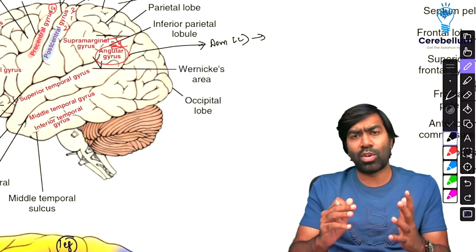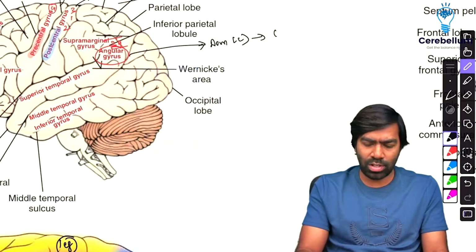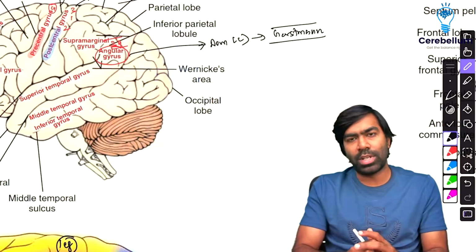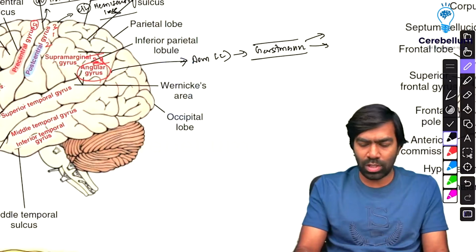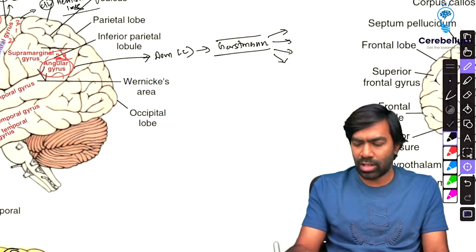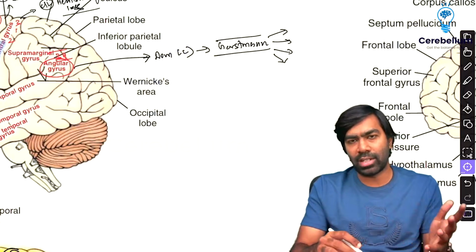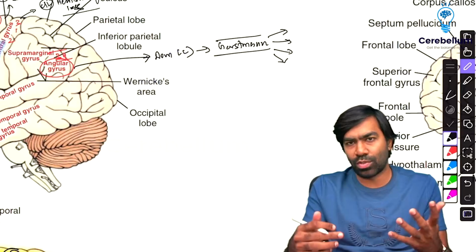If you have involvement of the dominant angular gyrus, you're going to result in a constellation of a syndrome called Gerstmann syndrome. So what do you mean by Gerstmann syndrome? It's a combination of 4 things, because the angular gyrus is very important for calculation, writing, and of course, it's very important for visuospatial recognition also.